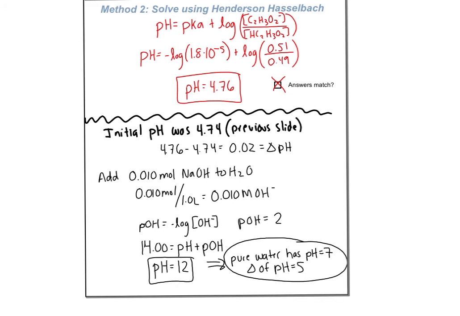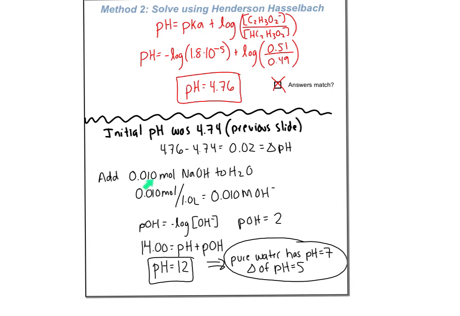So on the last slide, we said that the pH of the buffer was 4.74, and we went up to 4.76. So if I subtract those, the change in pH when we added the 0.01 moles of base was 0.02. So that's a very good resistance. Yes, the pH changed, but not a lot. Let's compare it to water.